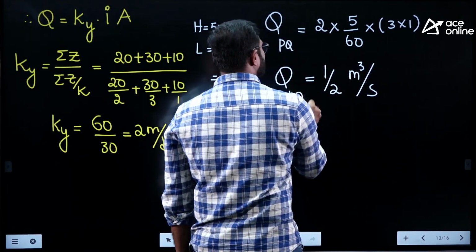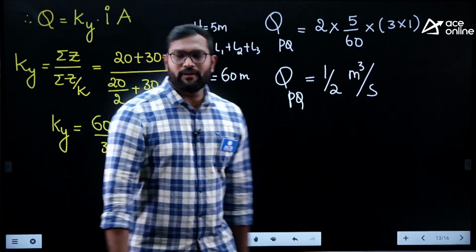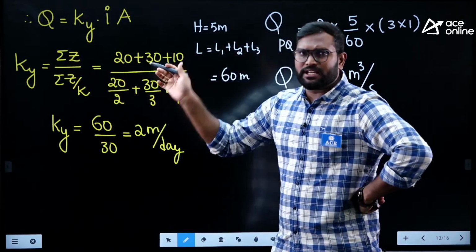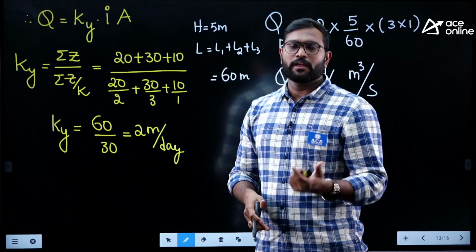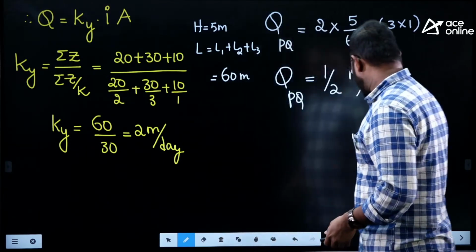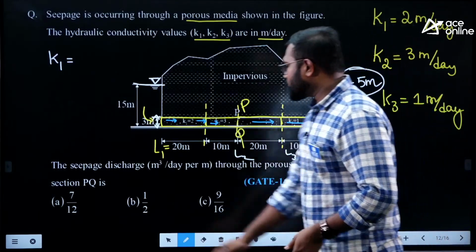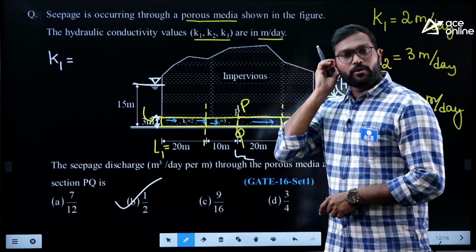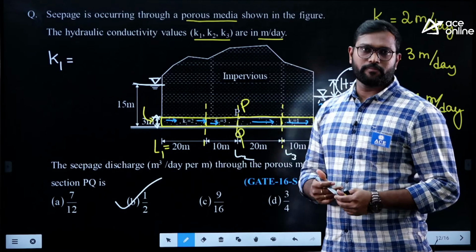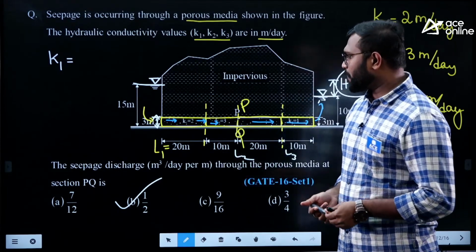What is the flow rate passing through any section? Whether it is soil 1 or soil 2, at any section, as flow is perpendicular to the bedding planes, flow rate is the same. The answer is going to be 1 by 2. This is the question and the answer is B, which is equal to 1 by 2. Hope you understood the concept, okay?